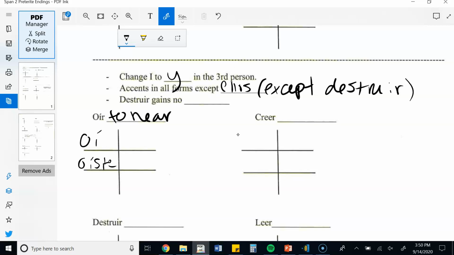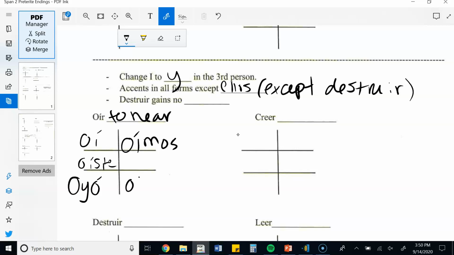I'm going to skip the él and come back to it. Oímos. Again, I got to add an accent. Now, here's what would normally happen. That's what it would look like. I don't like those three vowels in a row. That doesn't work for me. So I'm going to change that I to Y. Same thing for the ellos.